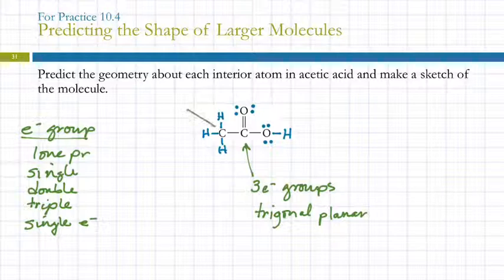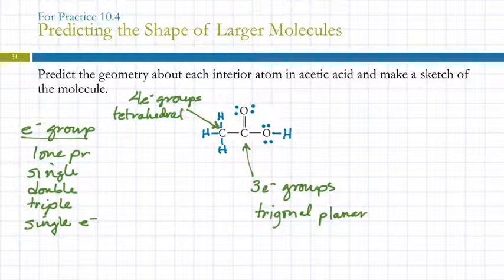So let's look at this carbon. How many electron groups are on that carbon? 4. What do 4 groups do? Tetrahedron. Tetra is a prefix that means 4. Are there any lone pairs? No. So the geometry there is tetrahedral.